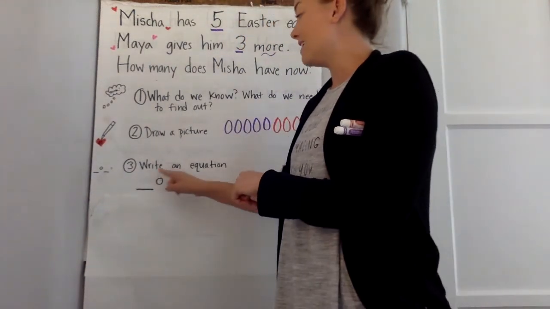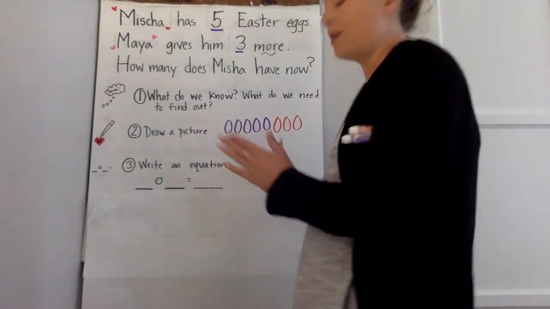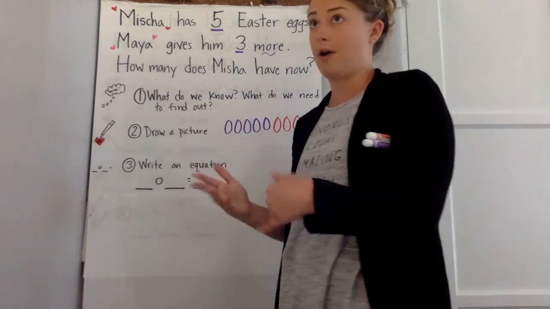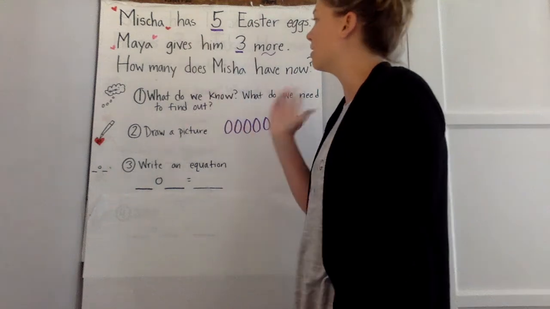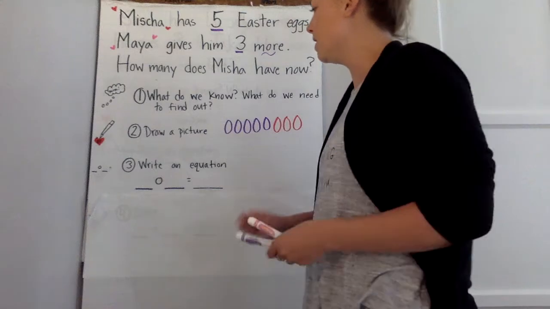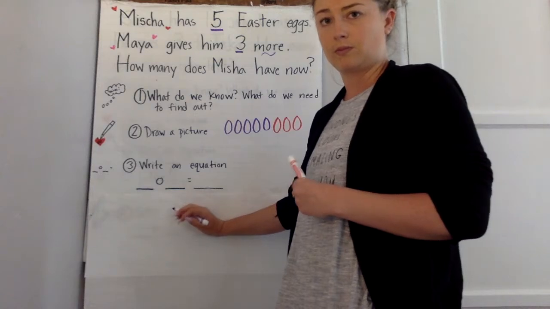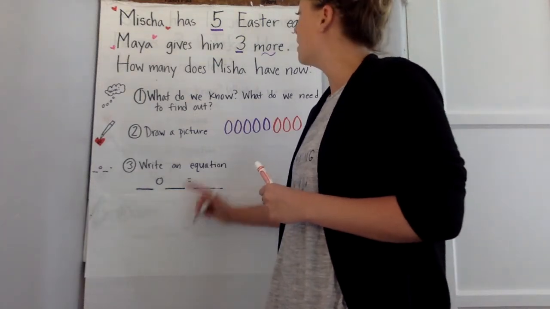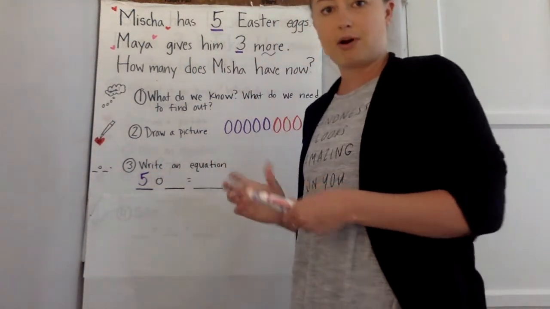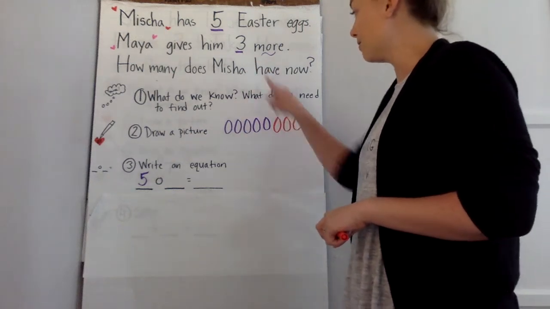Next step, friends, you're going to write an equation. Now remember, friends, an equation can be part, whole. It can be whole, part. We just have to wait and see based on what we know from the problem. Okay, friends, so we're going to write the equation that matches our picture here. What do we know about our first part? What was the first number we were given? Right, we were given 5. What was the second part that we were given? The second part was 3, right? We were given 3.